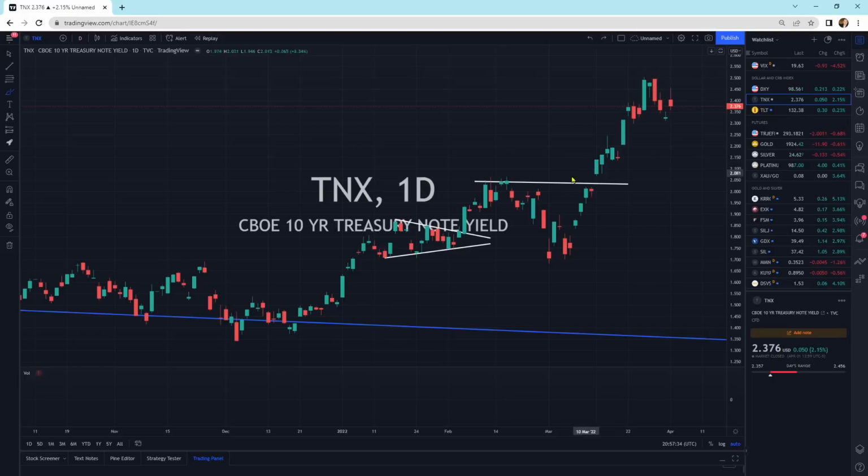And I will talk about that in another clip. It's not that the curve inverts that's the problem. It's when the curve uninverts and starts going back up. And I'll get into that in a whole different clip.